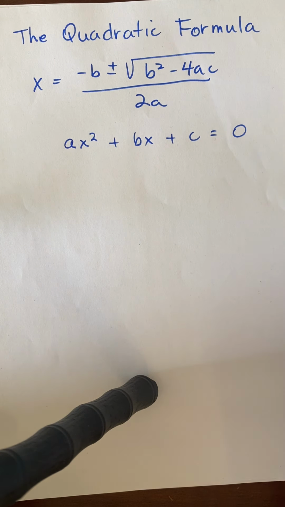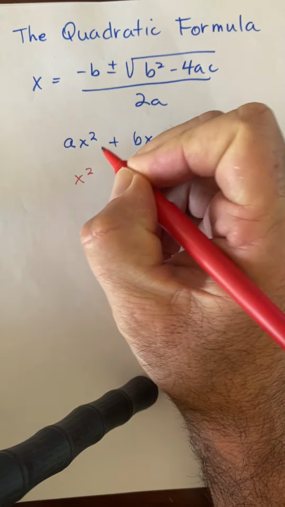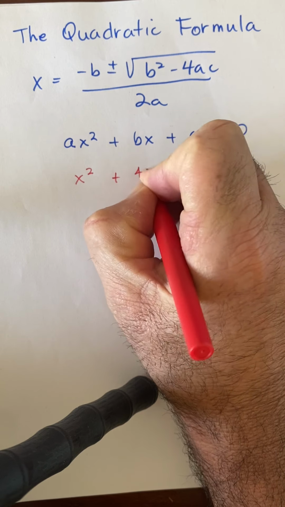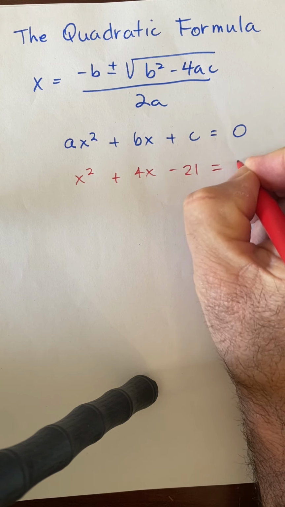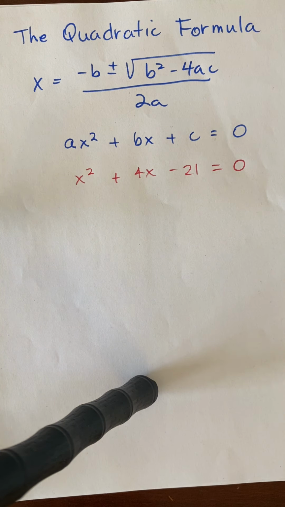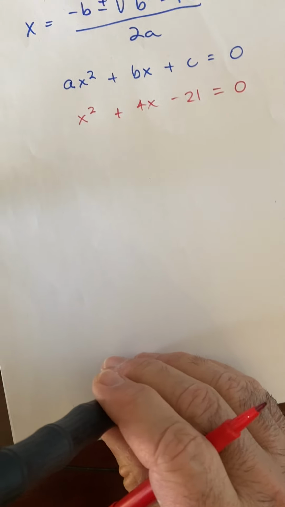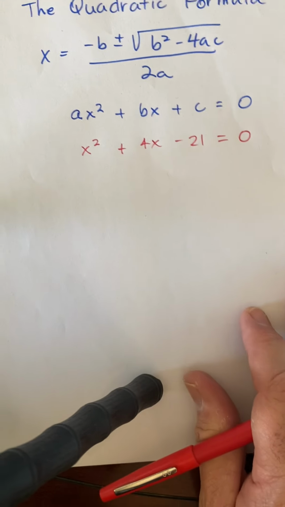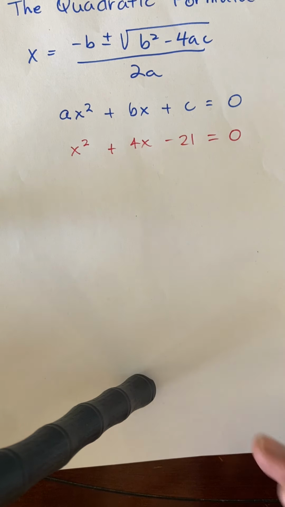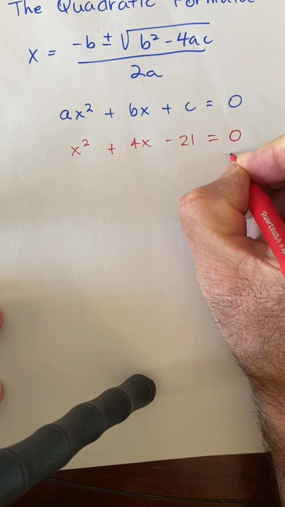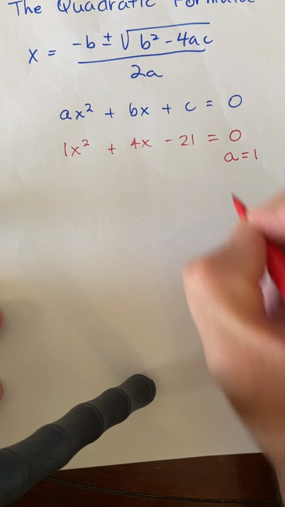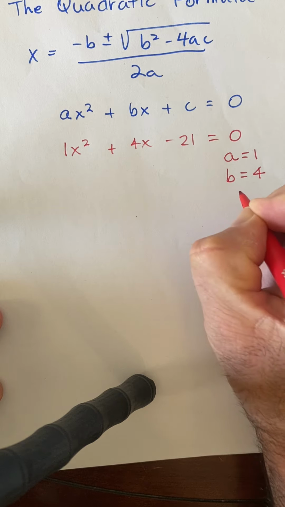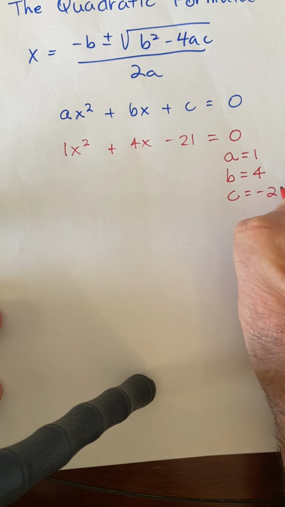So here's an example, okay? Let's use x squared plus 4x minus 21 equals 0. So we'll start with this quadratic equation. Now, I notice it is already in standard form, so I don't have to do anything there. What I do want to identify right over here is a is 1, because there's an invisible ghostly 1 there. B is 4, and c is negative 21.